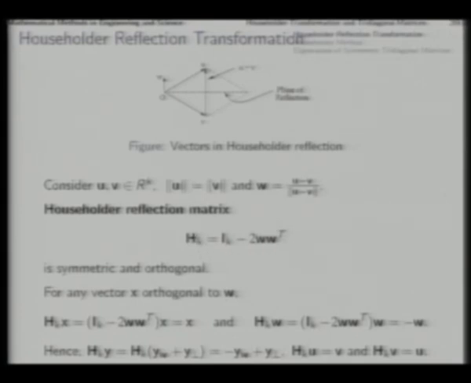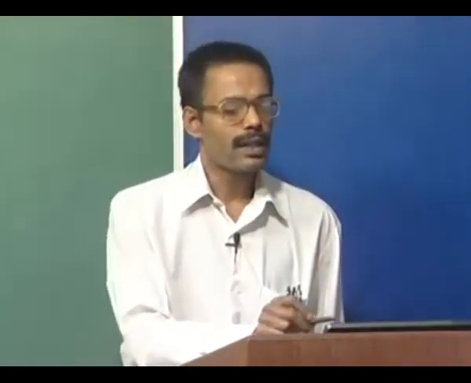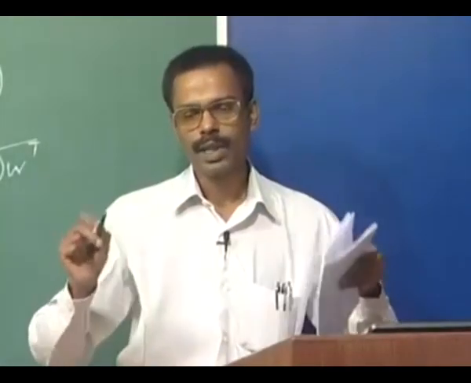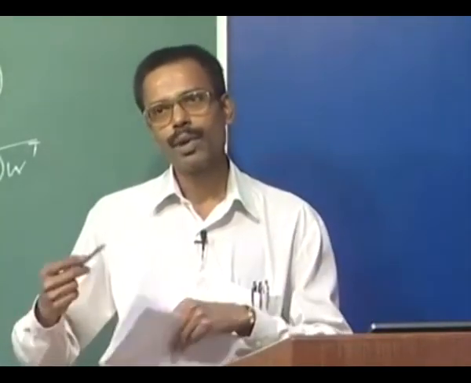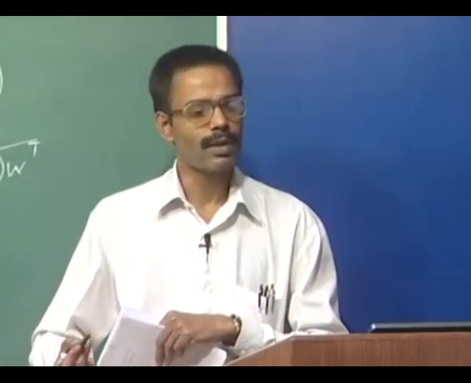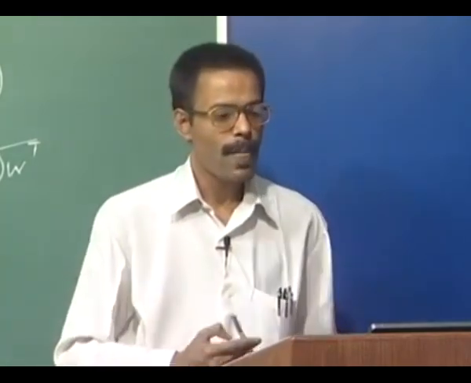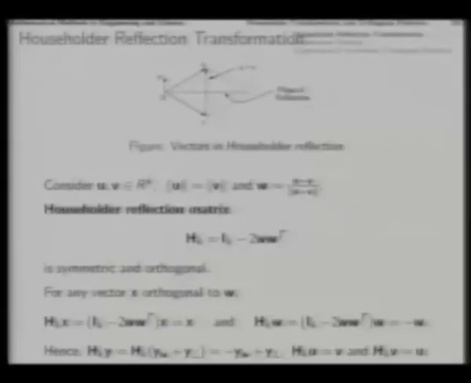In particular, it will map u to v and v to u, because they are mirror images of each other with this plane as the mirror or plane of reflection. Now, how do we utilize this concept and this particular matrix in reducing the symmetric matrix to a form more suitable for solution of the eigenvalue problem? In this case, we will try to make it tridiagonal. How do we use that? So, that brings us to the Householder method.